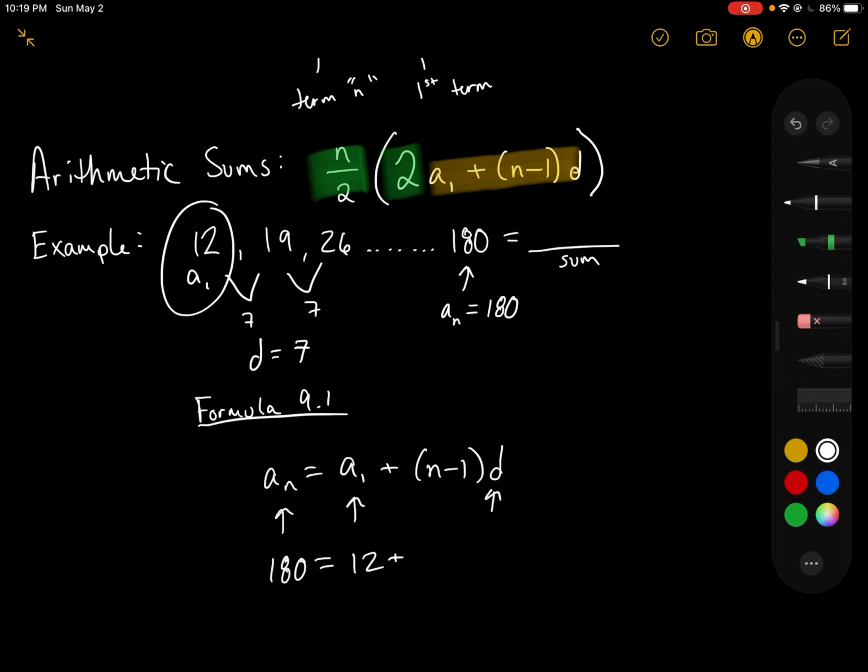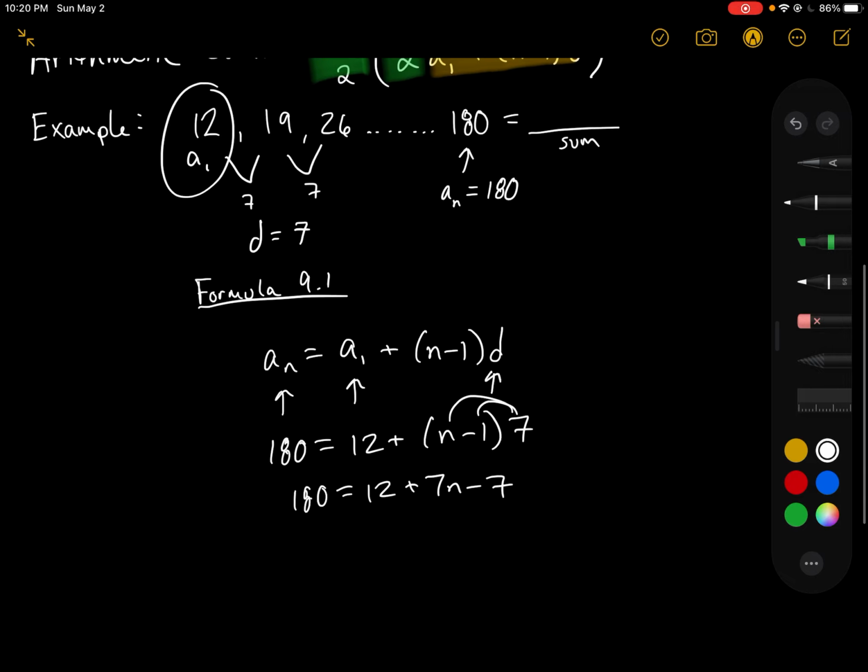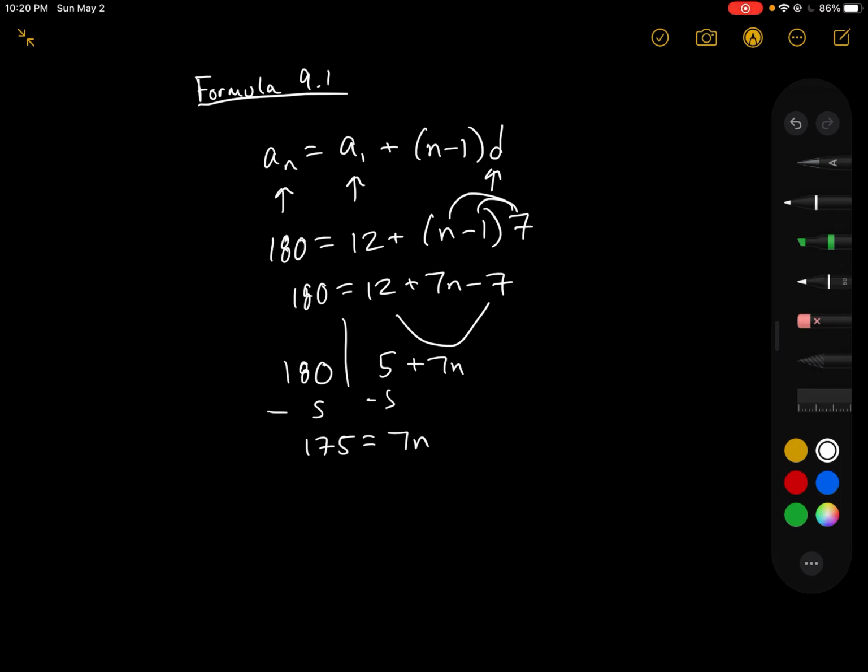A_n equals our first term plus n minus 1 times our difference. So we have a few of these things that we can plug in, but we don't know what n is this time, and that's maybe a little bit new here. Okay, so take this one step at a time, distribute our 7 in. We can put together some like terms here. So the 12 minus 7 is 5, plus 7n equals 180.